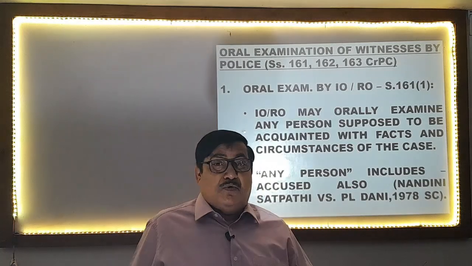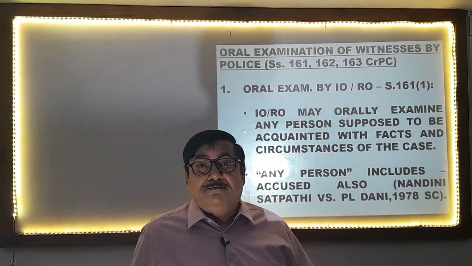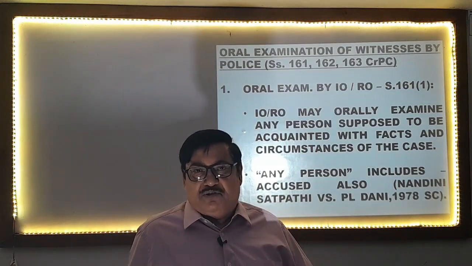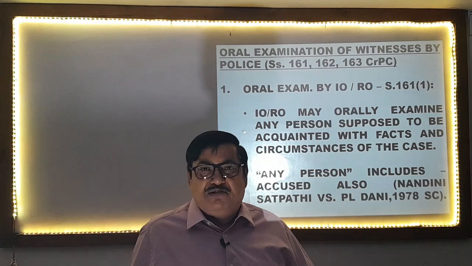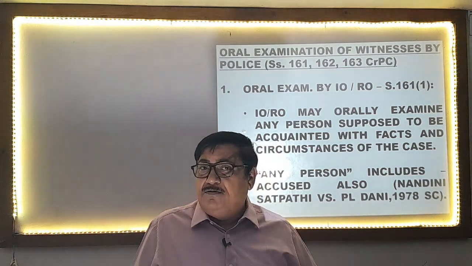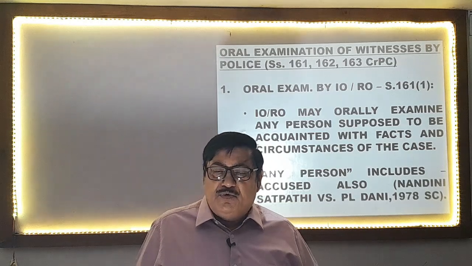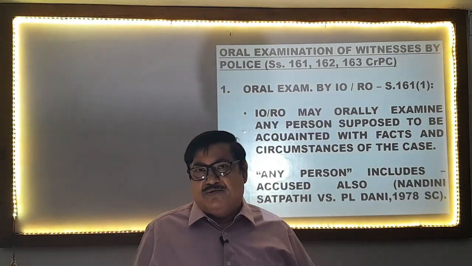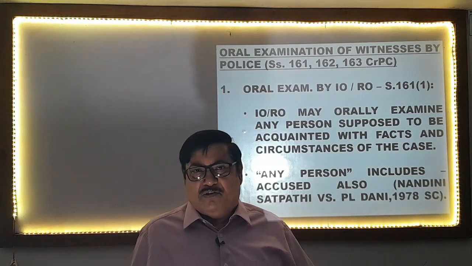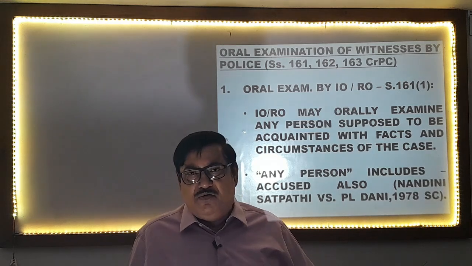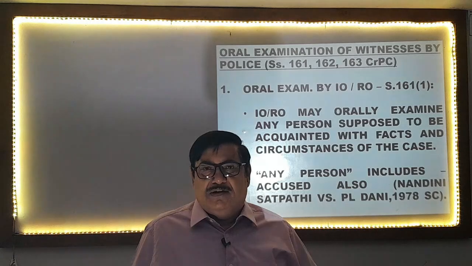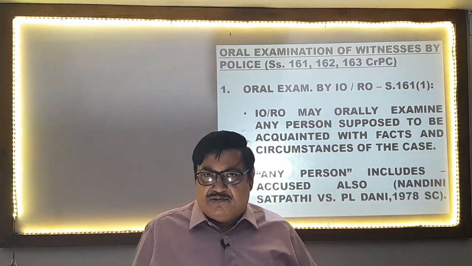Now, how is this oral examination to be conducted? Procedure is laid down in section 161. That is the basic section. Two allied sections are 162 and 163. So we have to discuss three sections: 161, 162 and 163 of the Code of Criminal Procedure. Now let us examine these sections.